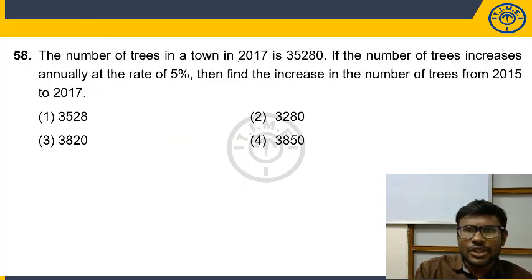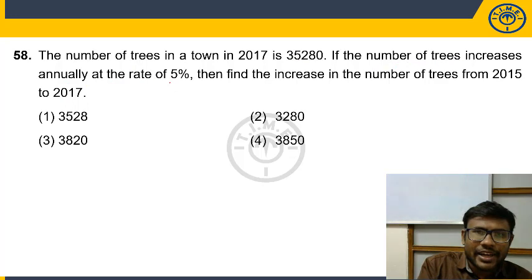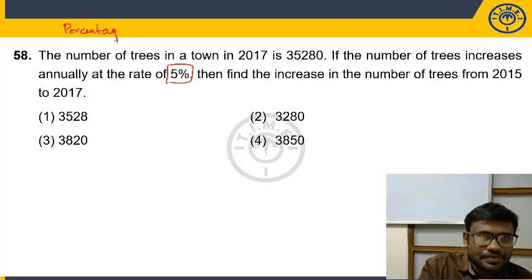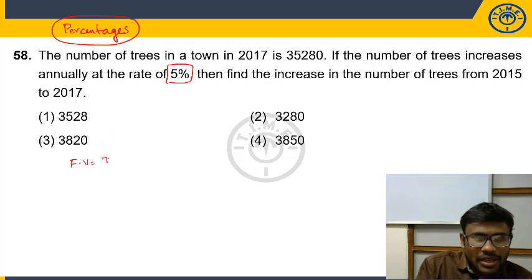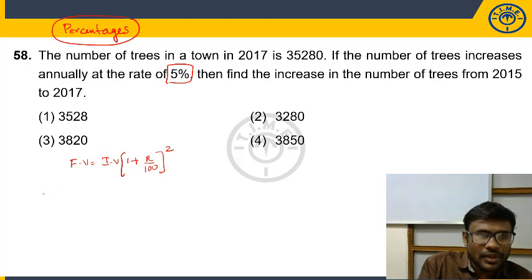The number of trees in a town in 2017 is 35,280. If the number of trees increases annually at a rate of 5%, so it's a percentage-based question. Then find the increase in the number of trees from 2015 to 17. So 2015 to 17 means 2 years. Okay, so your final value is equal to the initial value into 1 plus R by 100, how many times? 2 times.